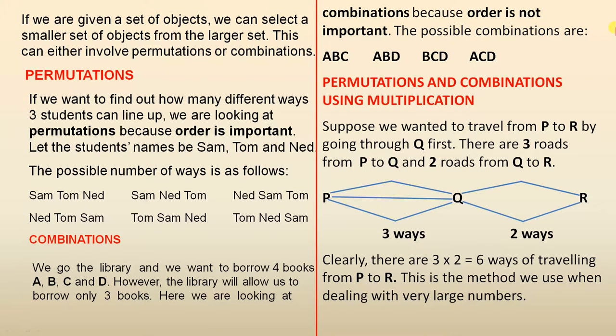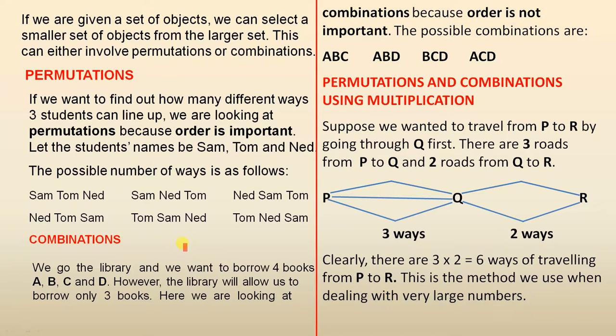If we are given a set of objects, we can select a smaller set of objects from the larger set. This can either involve permutations or combinations. Permutations. If we want to find out how many different ways three students can line up, we are looking at permutations because order is important. Let the students' names be Sam, Tom and Ned. The possible number of ways is as follows. So here I've outlined 6 ways that these students can line up. So they are 6 different ways, and order is important.